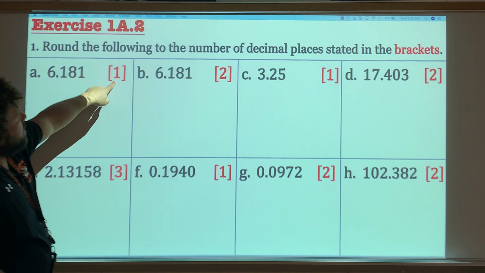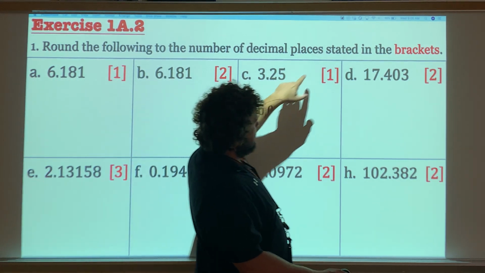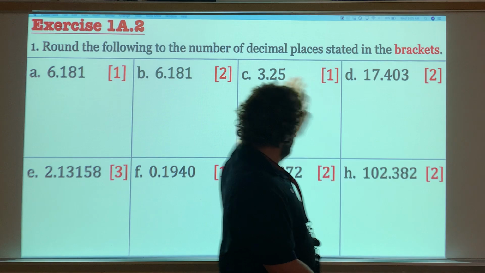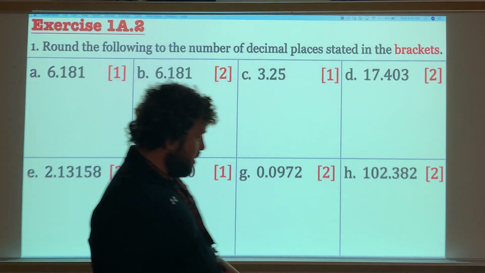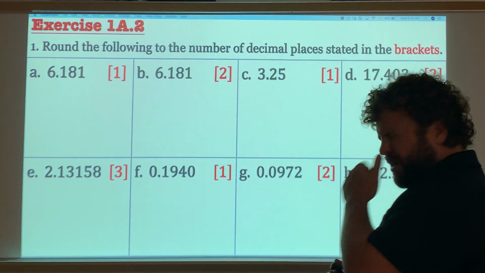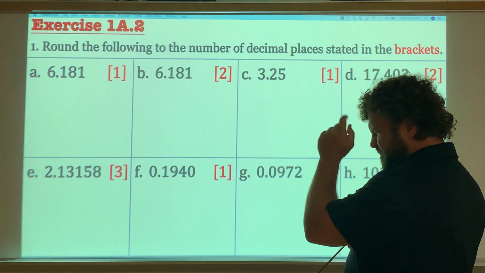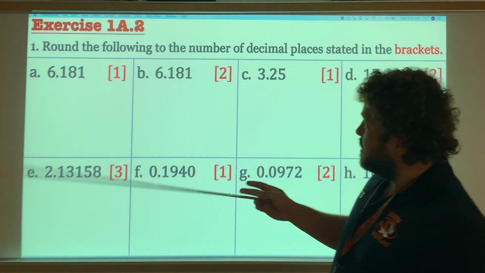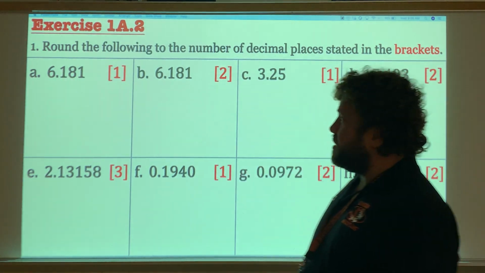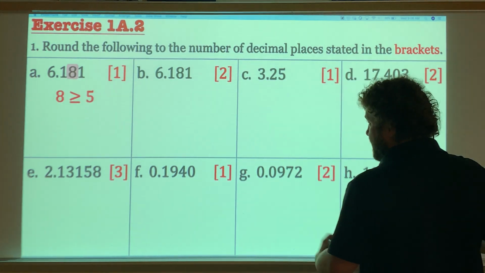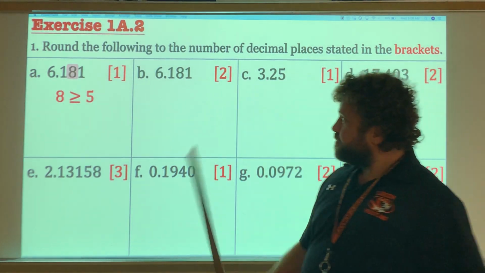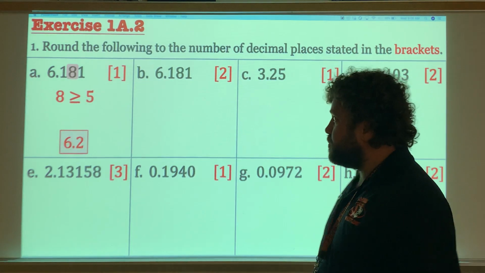All right. The brackets tell you how many decimal places you're rounding to. These are the numbers you're rounding. You should have got the first one. Let's just check to make sure you're right. 6.181, 6 and 181 thousandths. You're rounding to the 10th place because you're going 1, so you're using the 100th place, which is 8. 8 is greater than or equal to 5, obviously. So your answer is going to be 6.2.